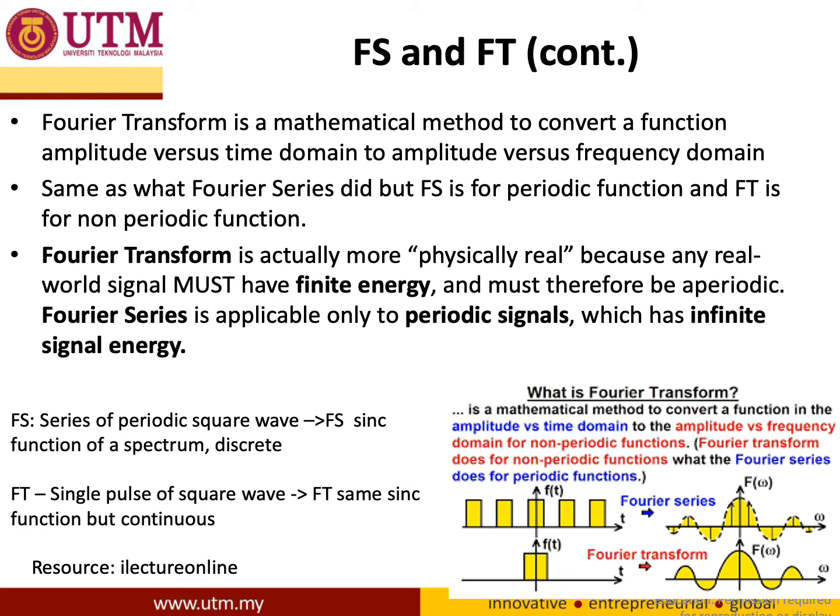If we look at the diagram here, we can conclude that the Fourier series of a periodic square wave is equivalent to a sinc function spectrum, and it is discrete. Fourier transform is of a single pulse of square wave, and when it is transformed, the Fourier transform will have the same sinc function but continuous.